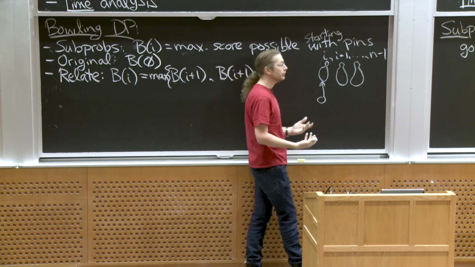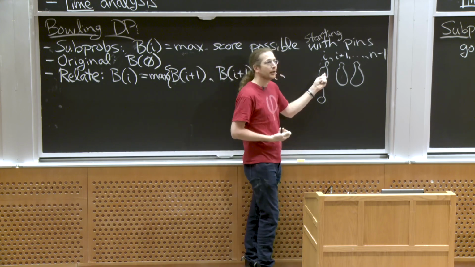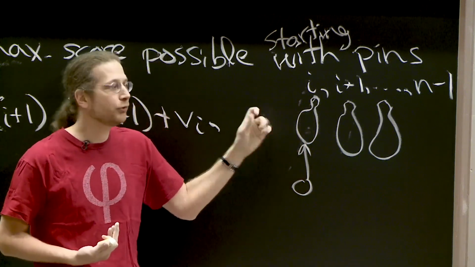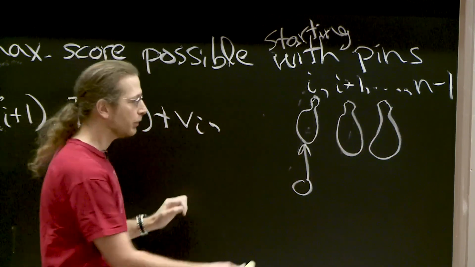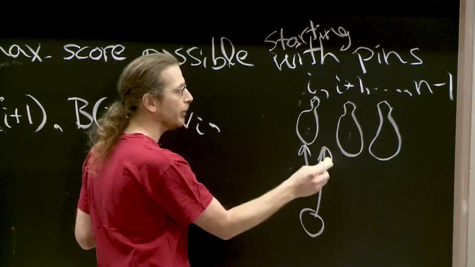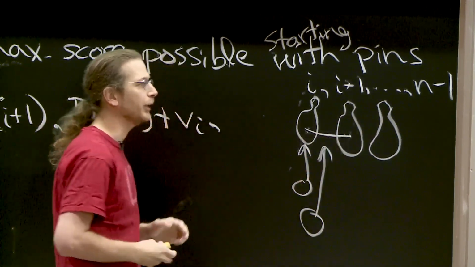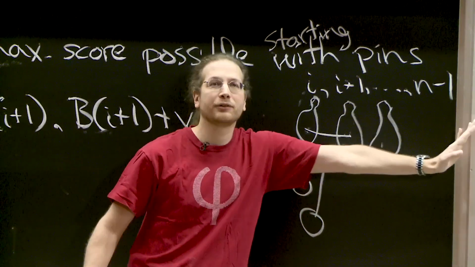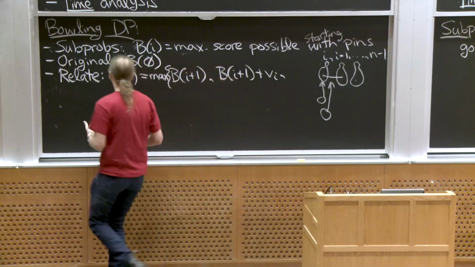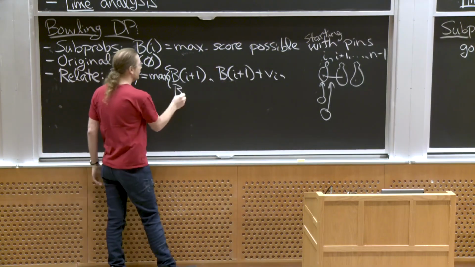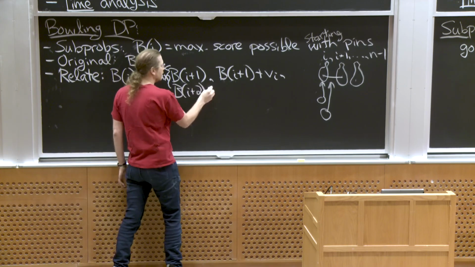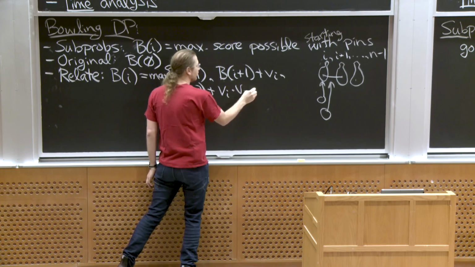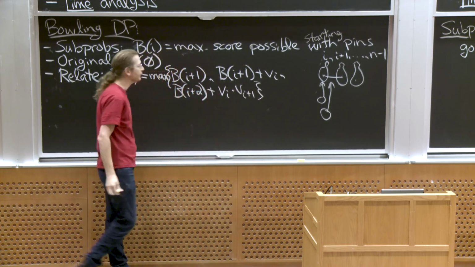But then there's another thing I can do, which is maybe I hit this pin in a pair with some other pin. Now, there's no pin to the left of this one. We're assuming we only have the suffix. And so the only other thing I can do is throw a ball and hit i together with i plus 1, and then I get the product. Now, what pins remain? i plus 2 on, still a suffix. So if I remove 1 or 2 items, of course, I still get a suffix. In this case, B of i plus 2. And then the number of points that I add on are v_i times v_{i+1}. So this is a max of 3 things.